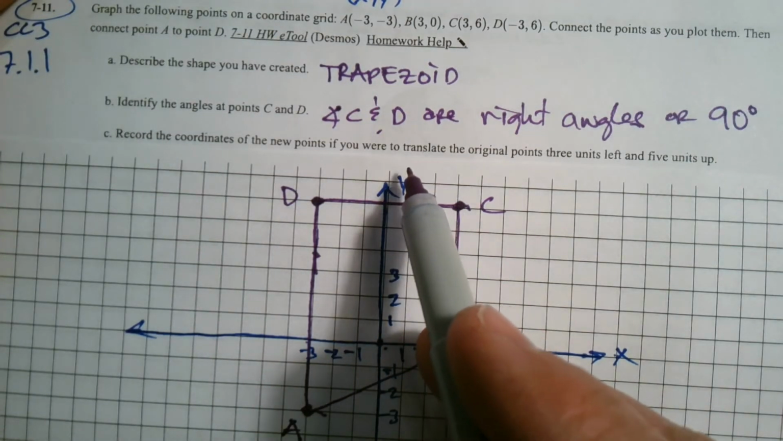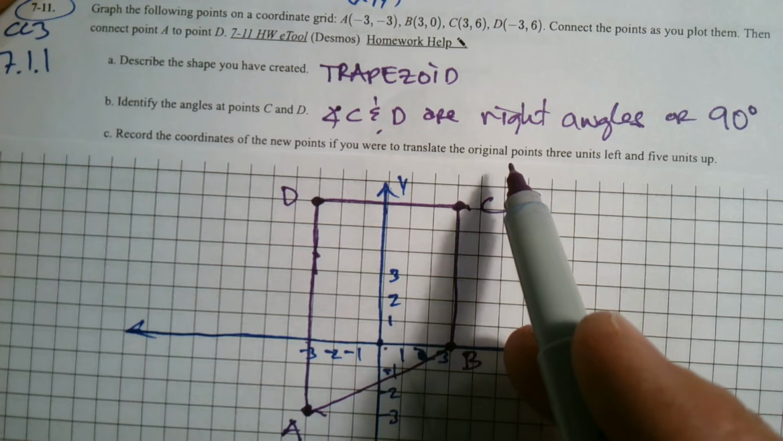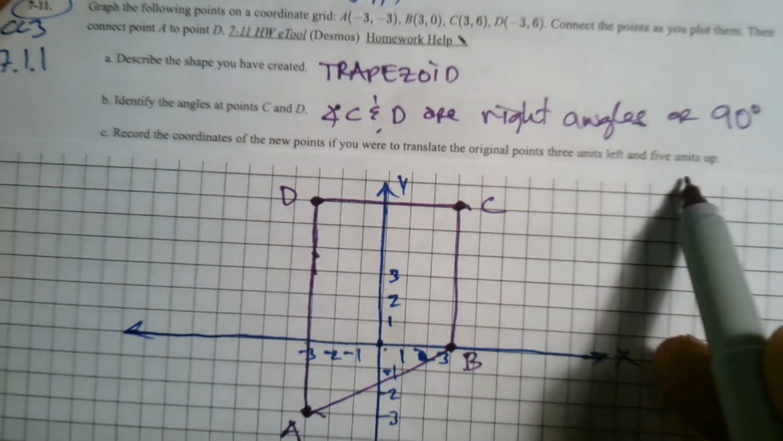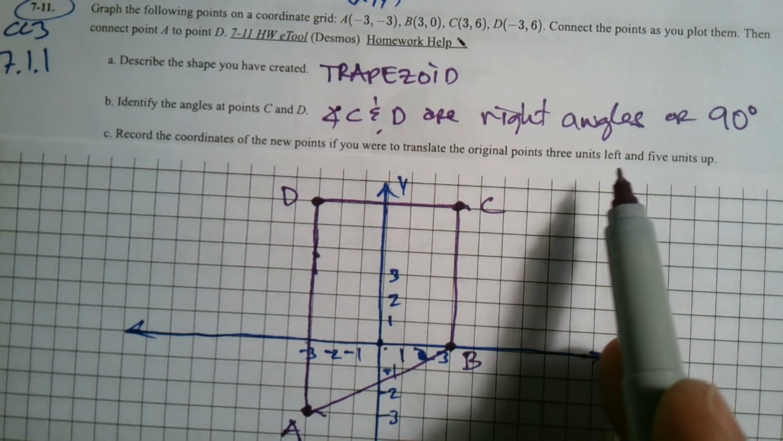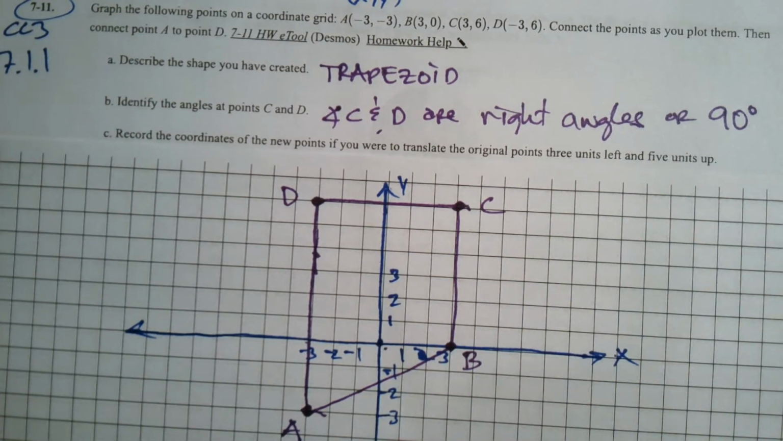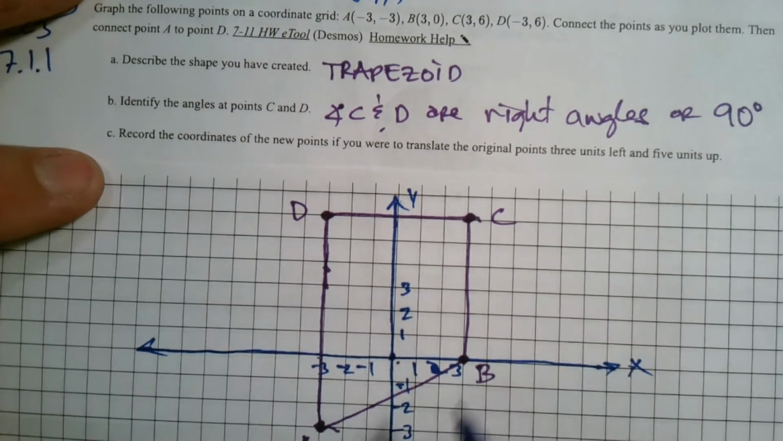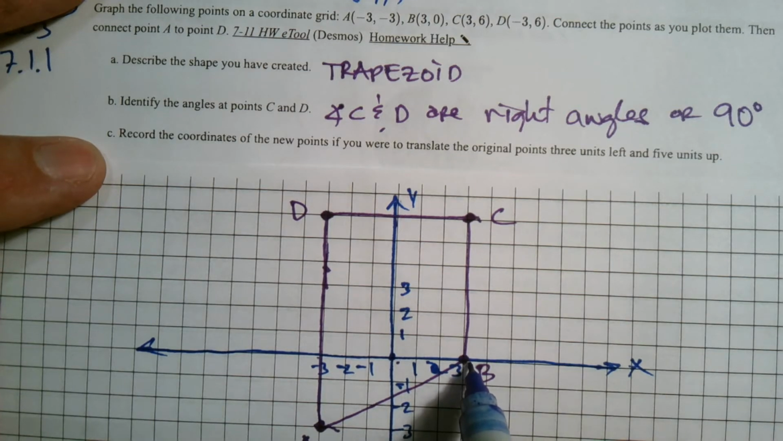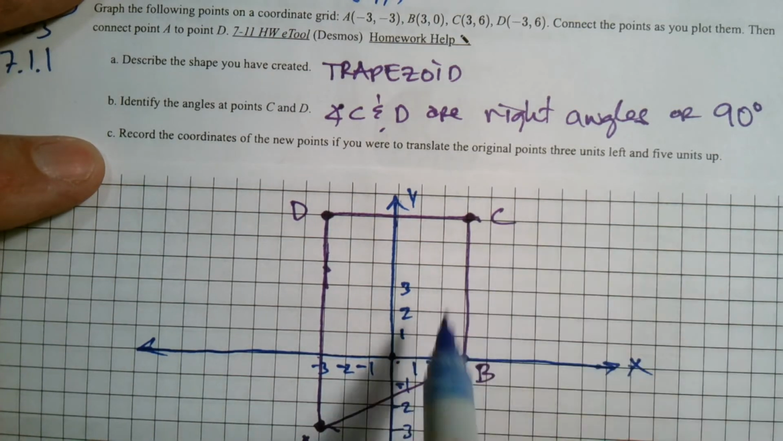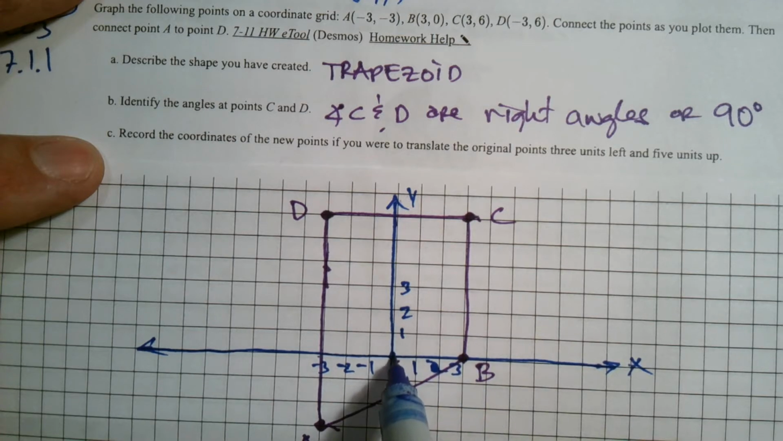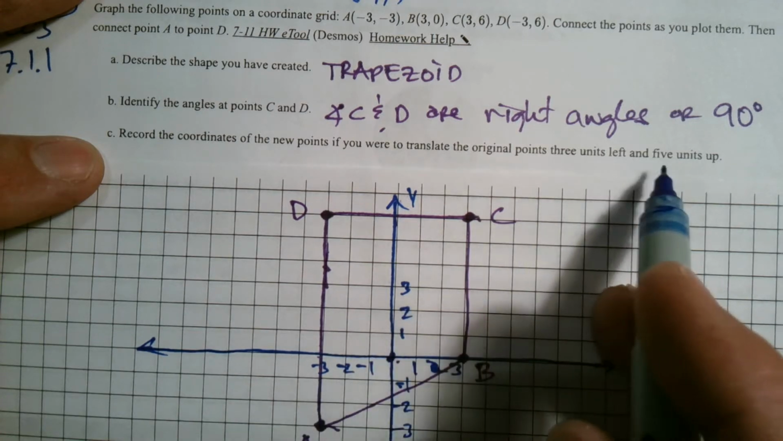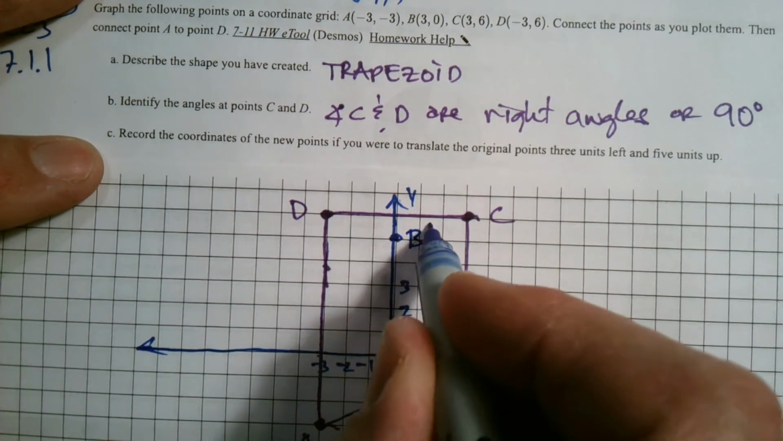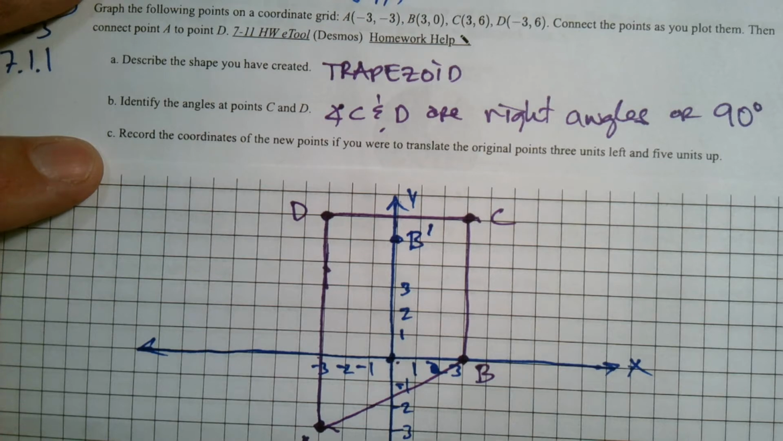So we're going to do a translation of the original points 3 units left and 5 units up. So a couple things you could do. We could just record them from the graph. So let's see, here's B. I can go from B 3 units left. So left is this direction, 1, 2, 3, and then 5 units up. 1, 2, 3, 4, 5. So that right there would be my new B, calling it B prime.